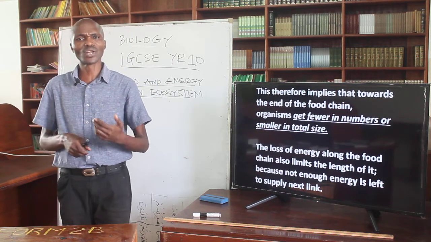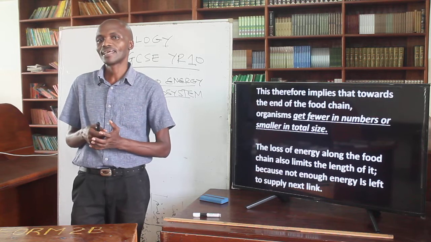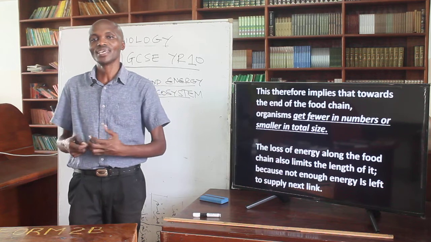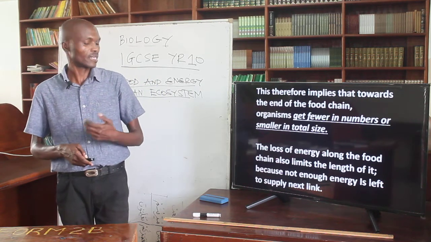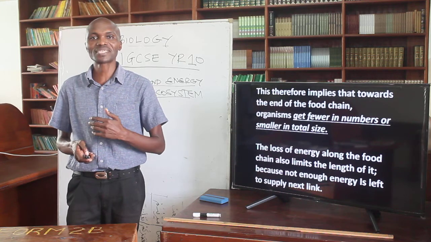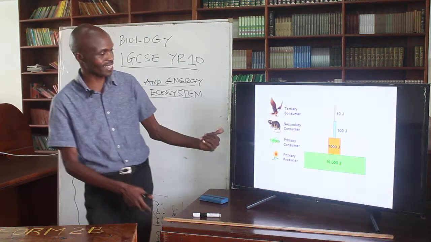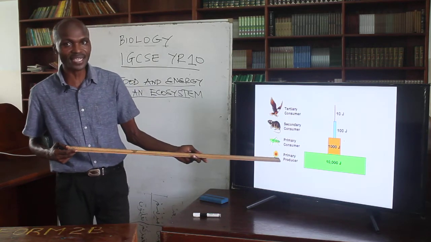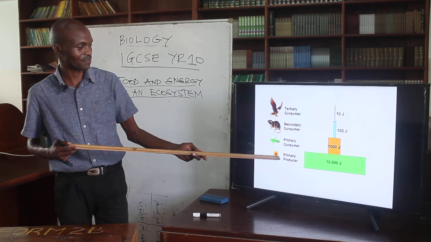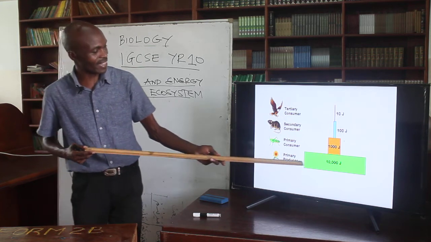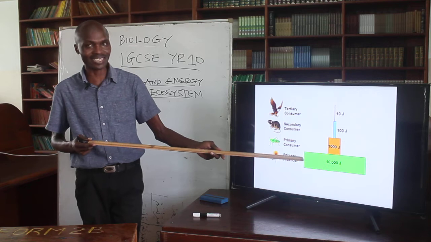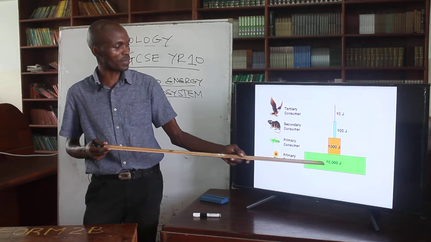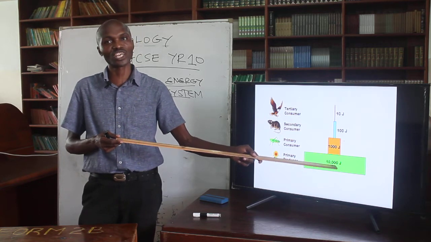The loss of energy along the food chain also limits the length of the food chain, because not enough energy is actually left to supply the next link. Basically what we are saying here is that if you look at this representation, and quantify the primary producers, this is the plant that we have, and look at the amount of energy being trapped, for example by this sunflower, we are quantifying that to be around 10,000 joules of energy.